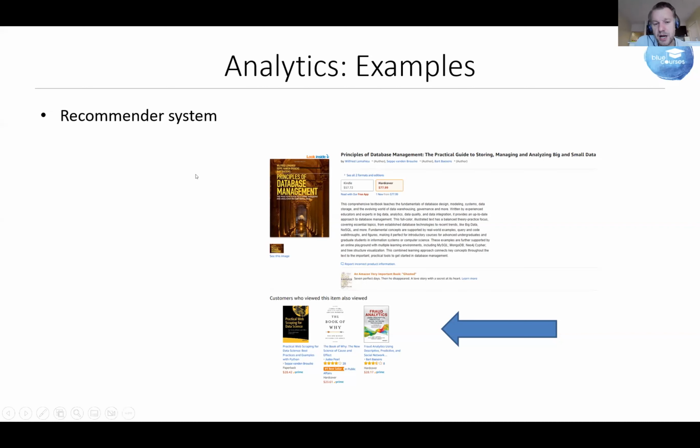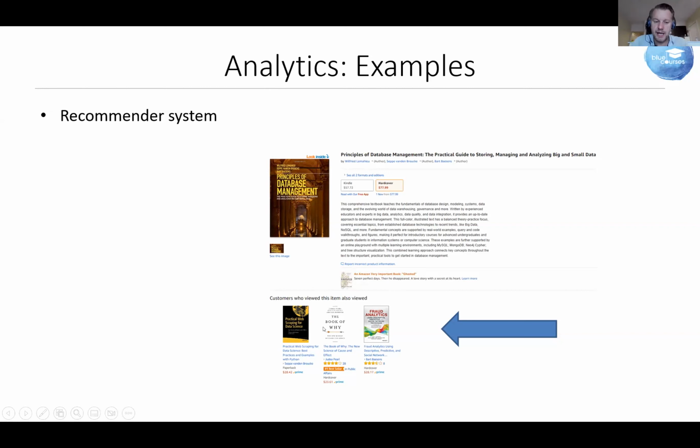So Amazon is going to build what we call a recommender system. It's going to look at, if somebody buys Bart's book right here, what other books is he or she likely to buy, and as such offer product bundles. You can see that if somebody buys this book, they're likely to buy two other books of mine. Here's one on practical web scraping. Here's one on fraud analytics. And the one in the middle is not a book that I have co-authored.